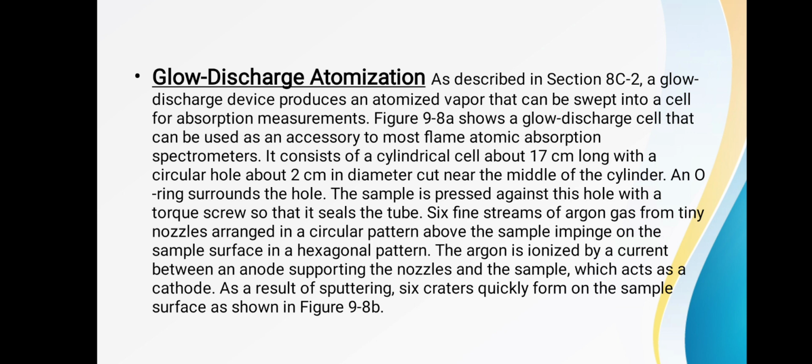Figure shows a glow discharge cell that can be used as an accessory to most flame atomic absorption spectrometers. It consists of a cylindrical cell about 17 cm long with a circular hole about 2 cm in diameter cut near the middle of the cylinder. An O-ring surrounds the hole. The argon is ionized by a current between an anode supporting the nozzles and the sample, which acts as a cathode. As a result of sputtering, craters quickly form on the sample surfaces as shown in the figure.